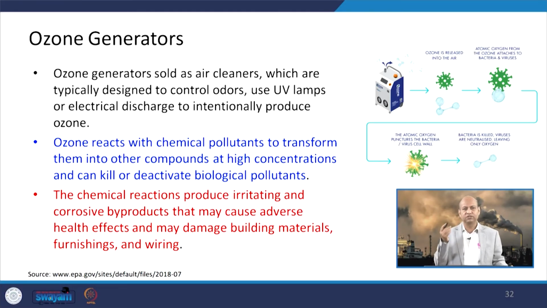As this ozone has nascent oxygen, it can oxidize and clean the pollutants, and it can react with chemical pollutants to transform them into other kinds of compounds. At high concentrations, it can also kill and deactivate biological pollutants. So, similar to plasma technology, it is also a good technology, but the chemical reactions produce irritating and corrosive byproducts that may cause adverse health effects and may damage building materials, furnishings or wiring, etc. So, again we have to be careful and handle it with caution.